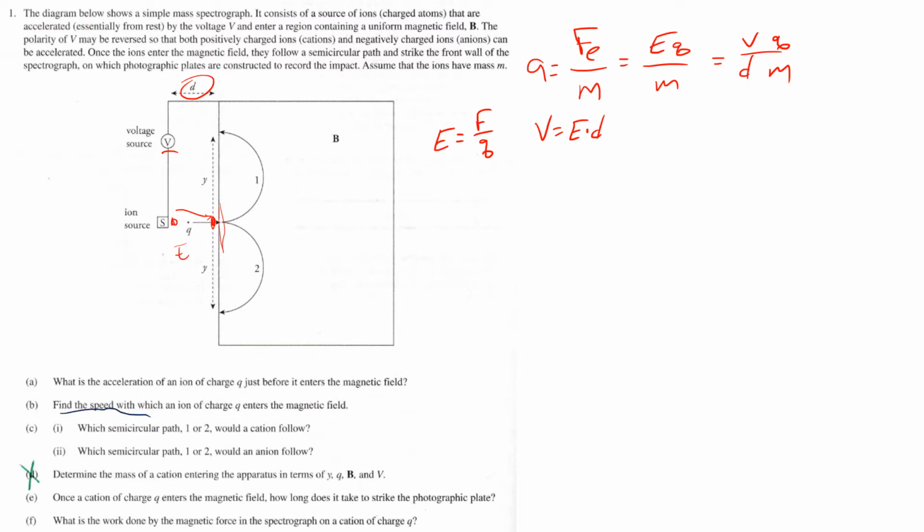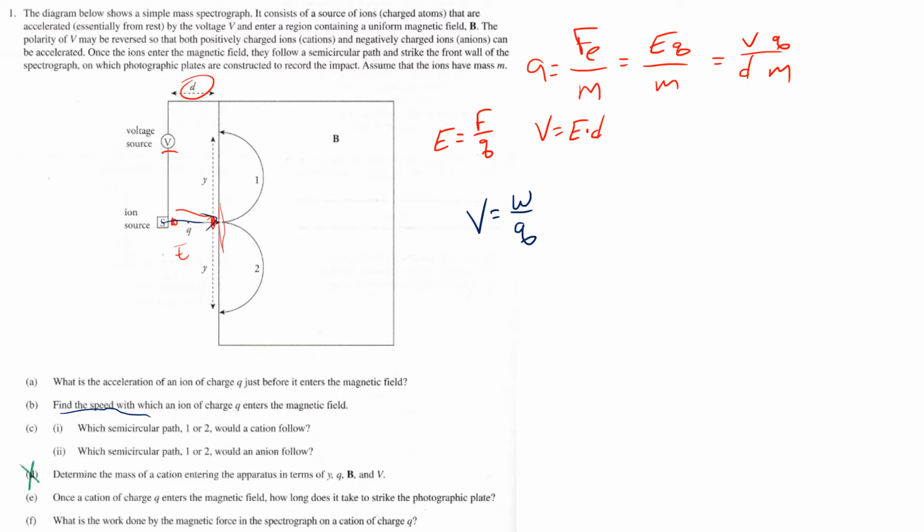Find the speed with which an ion of charge Q enters the magnetic field. Well, since we know their acceleration, the acceleration is going to be the same for this guy here. Actually, we can do it easier. Let's use voltage instead of kinematics here. So remember that voltage is equal to work divided by charge, right? Energy divided by charge, whatever you want to call it.